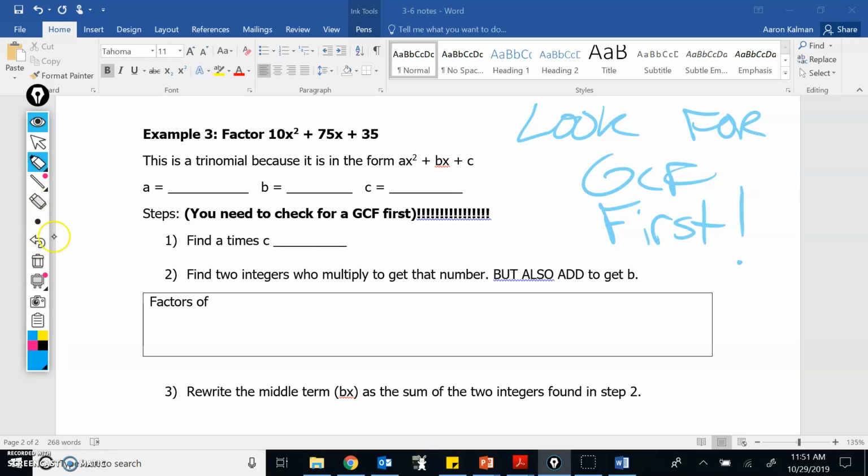The GCF of this trinomial is a 5. I can take out a 5 first. By taking out a 5, I'm left with 2x squared plus 15x plus 7. These are your new a, b, and c values. Now I want you to factor with your new a, b, and c's, and you will get a final answer and write it in the blank.